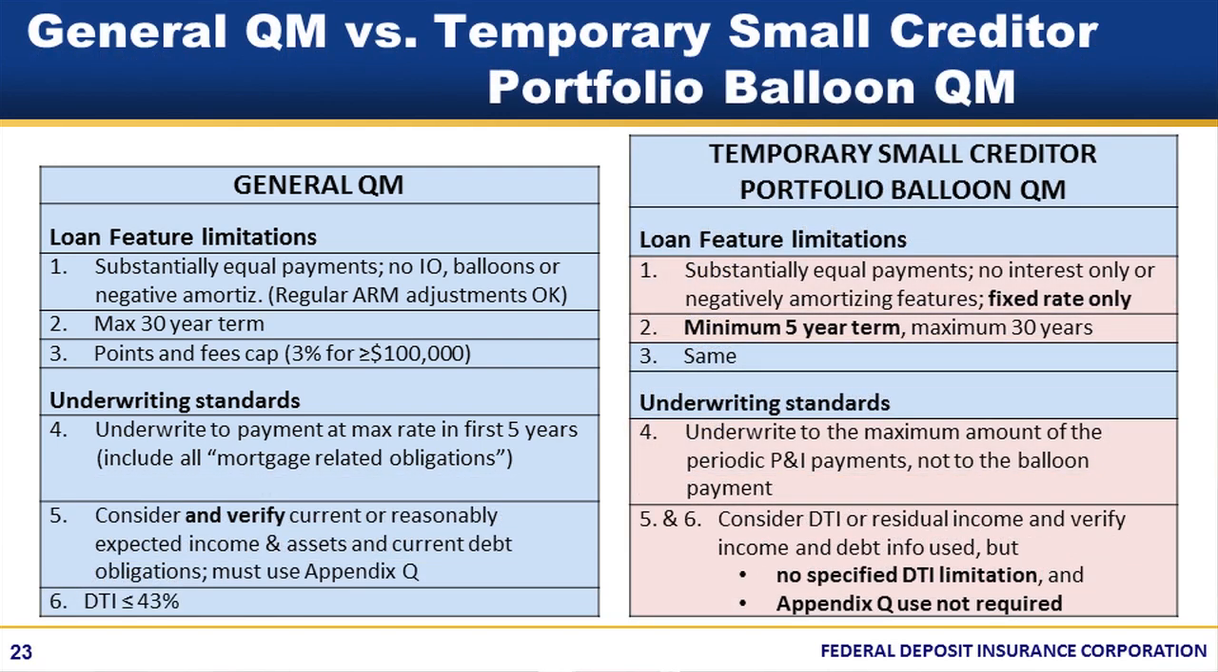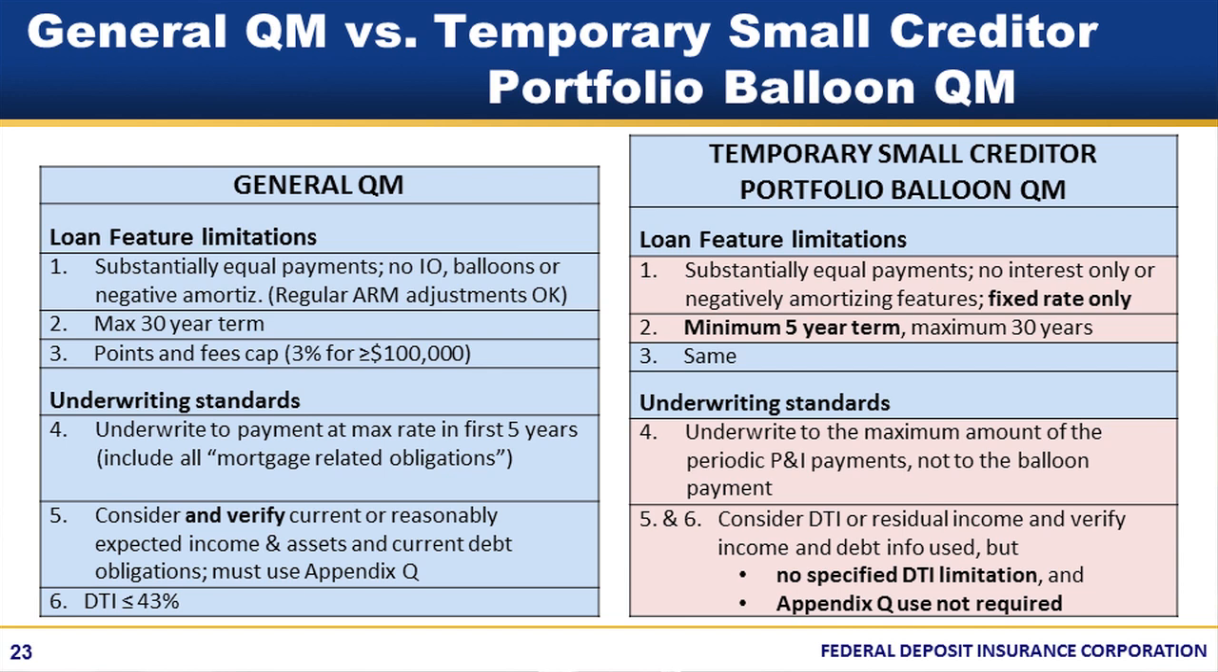Now let's compare the temporary small creditor portfolio balloon QM to the general QM. We know that many of you have been concerned about your ability to write balloon QMs, since the general QM does not permit balloon payments. However, as you can see in the charts, qualifying small creditors can continue to write balloon loans that have QM status. And the 43% DTI cap does not apply to this QM.